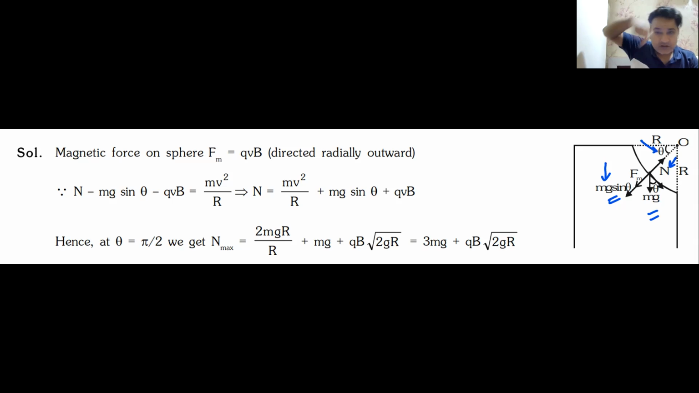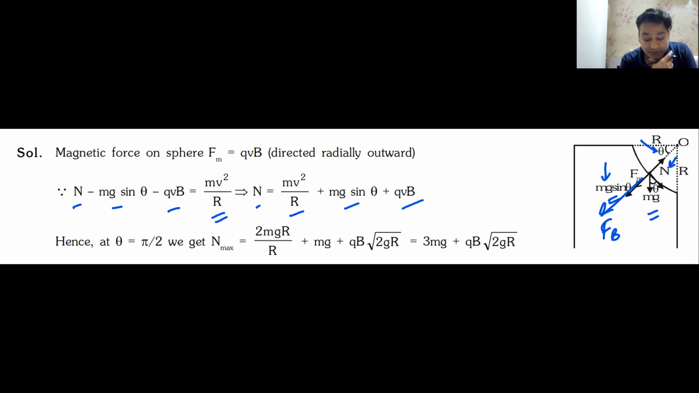v is along the track, B is in the horizontal direction. So v cross B will be coming outward. Yes or no? The magnetic force is pointing in the outward direction. Then you just draw the free body diagram. N minus mg sin theta minus qvB will be mv squared by r. N will be equal to mv squared by r plus mg sin theta plus qvB. Yes or no?